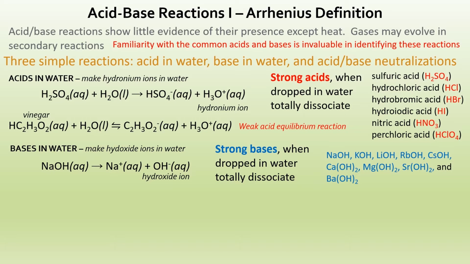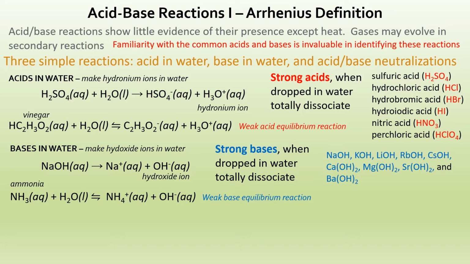Now, as before, weak bases do not totally dissociate and will come to an equilibrium condition with the reactants. One common example of a weak base is ammonia, which reacts with the water to produce the hydroxide anion and an ammonium cation. Now, if we combine an acid and a base, a neutralization reaction happens, and in water, a double displacement reaction occurs with the products being water and salt. And many times the salt will be soluble, but not always.